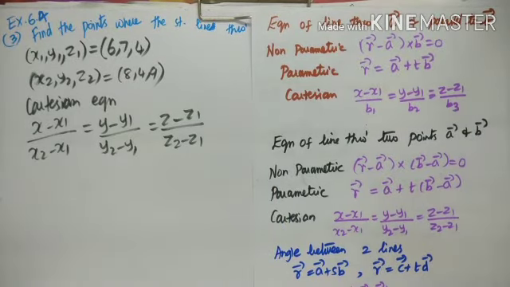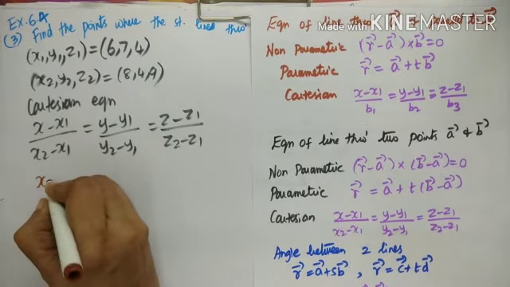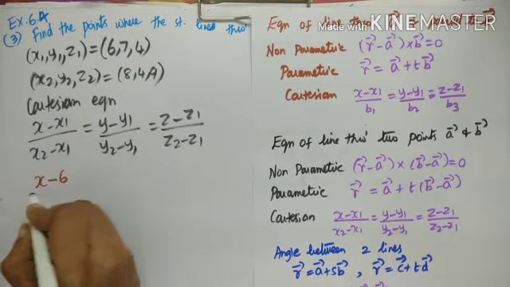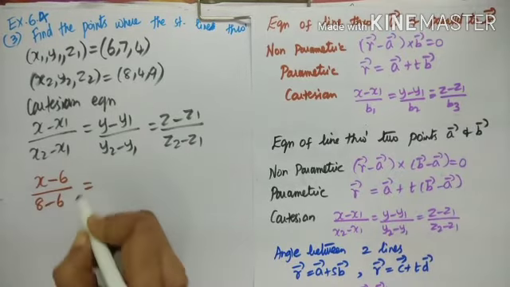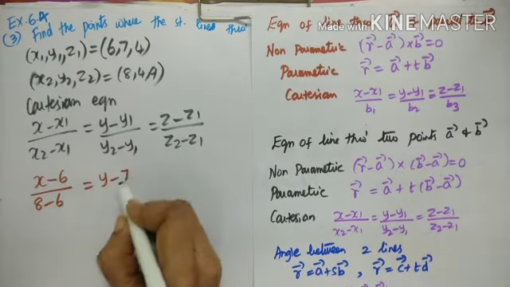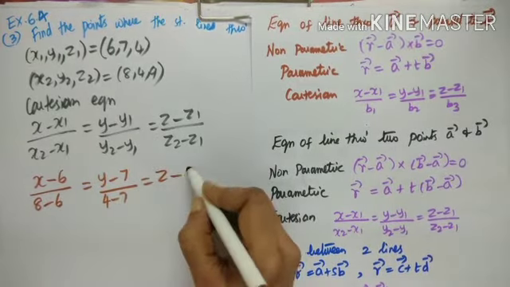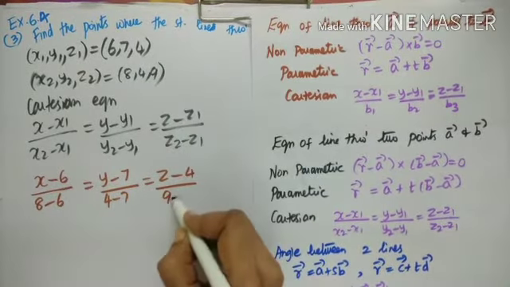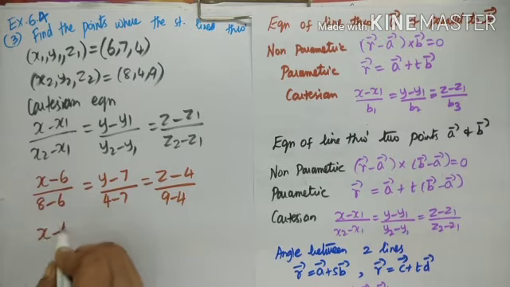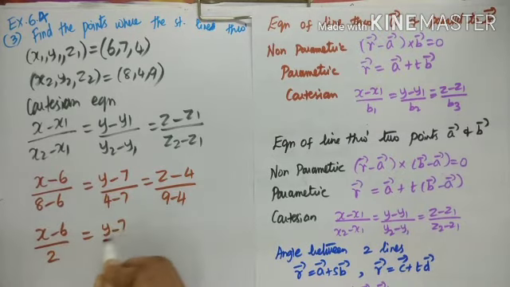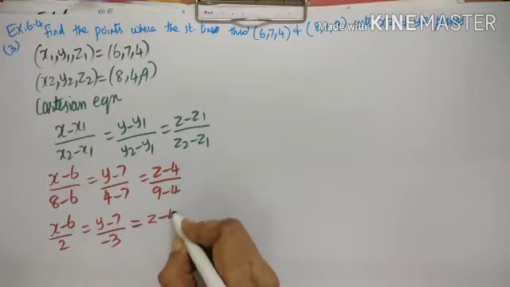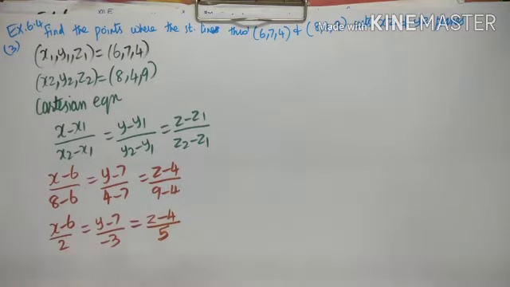Let us substitute the 2 given points. x1 value is 6, denominator is 8 minus 6. y minus y1 is 7, denominator 4 minus 7. z minus z1 is 4, denominator 9 minus 4. Simplifying, x minus 6 by 2, y minus 7 by minus 3, z minus 4 by 5. So we get x minus 6 by 2 equals y minus 7 by minus 3 equals z minus 4 by 5. This is the required line.